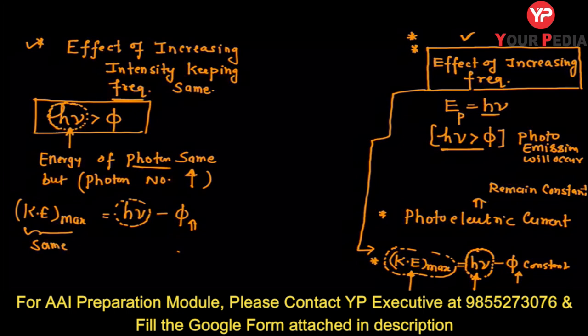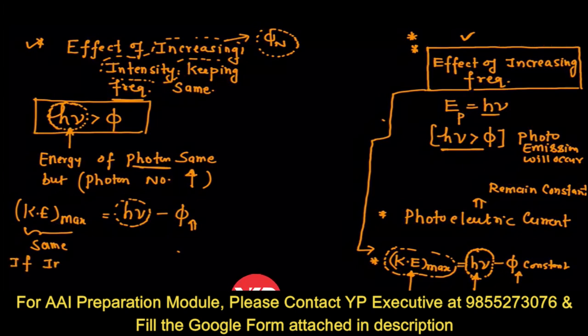If you are increasing the intensity while keeping the frequency the same, how can you do that? By increasing the photon flux, which I discussed in the previous slide. The number of photons per unit area per second you are increasing at a fixed frequency means you are increasing the intensity, while the frequency remains the same.